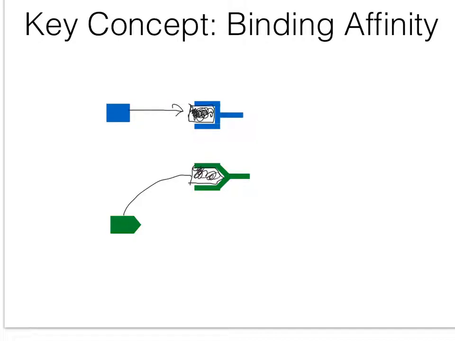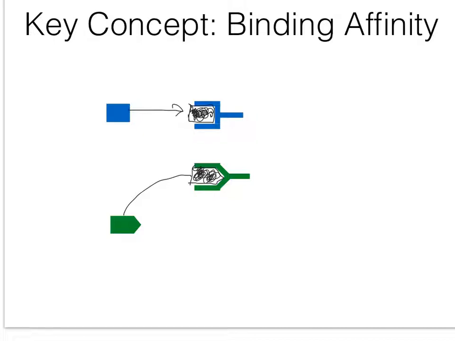So that will have a high binding affinity. Now, you could put this square into the green receptor, and it would fit kind of, but it wouldn't match perfectly. And so it would have a lower binding affinity. Binding affinity is a measure of how well two things fit together.